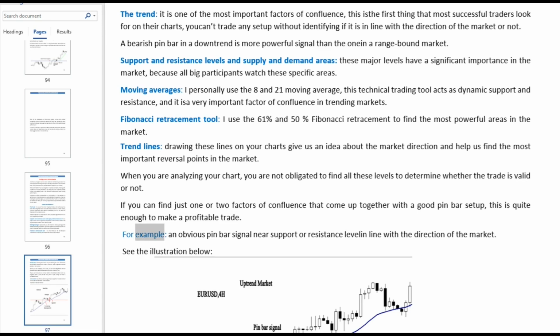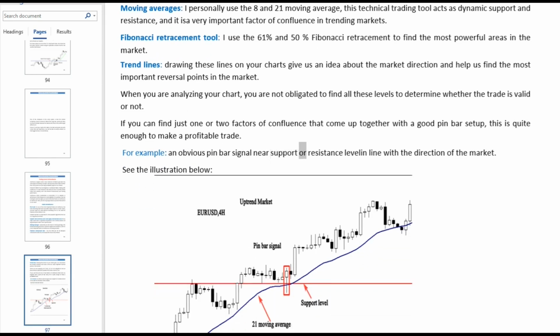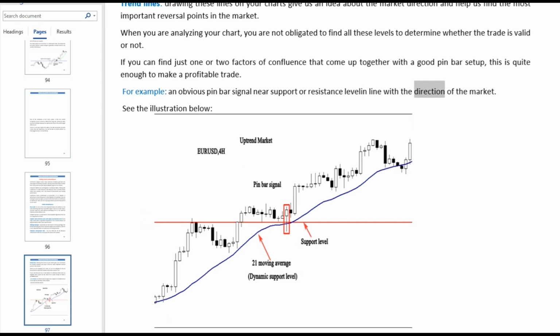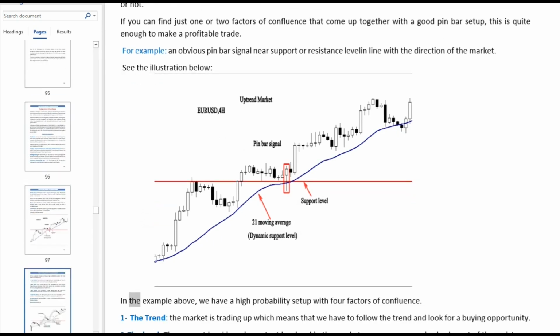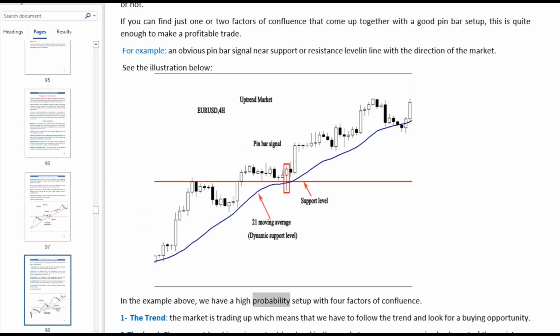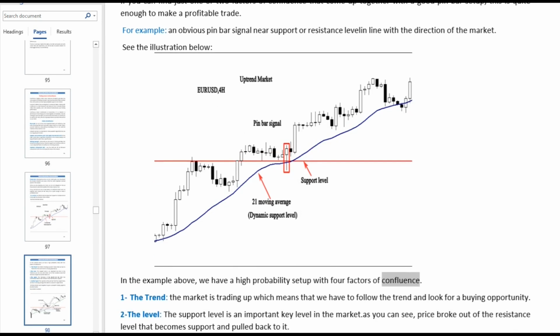For example, an obvious pin bar signal near a support or resistance level, in line with the direction of the market. See the illustration below. In the example above, we have a high probability setup with 4 factors of confluence.